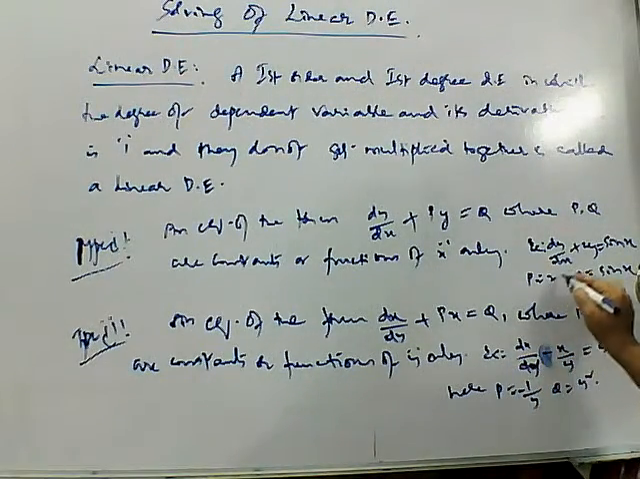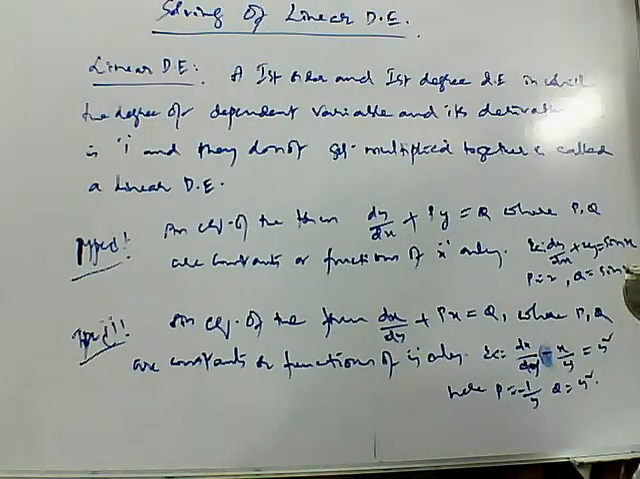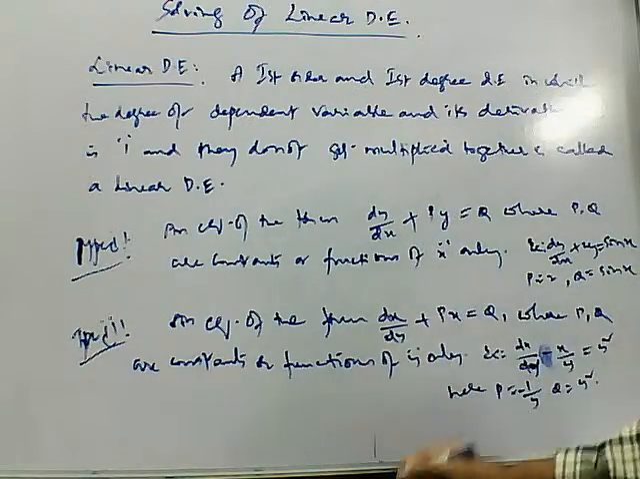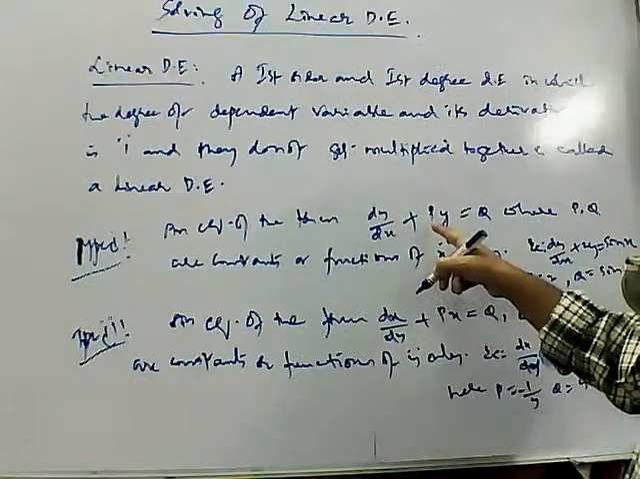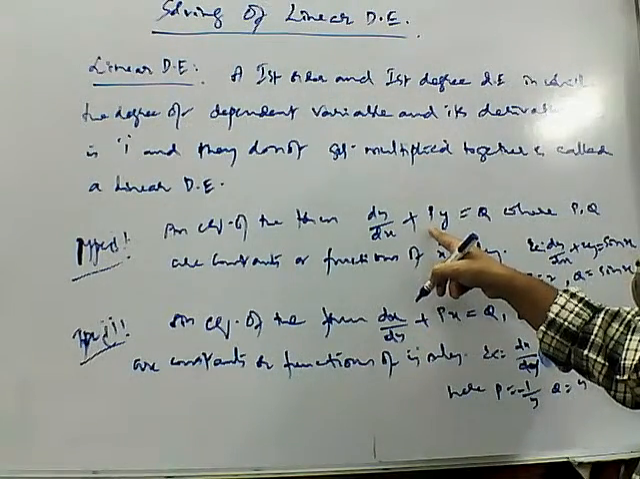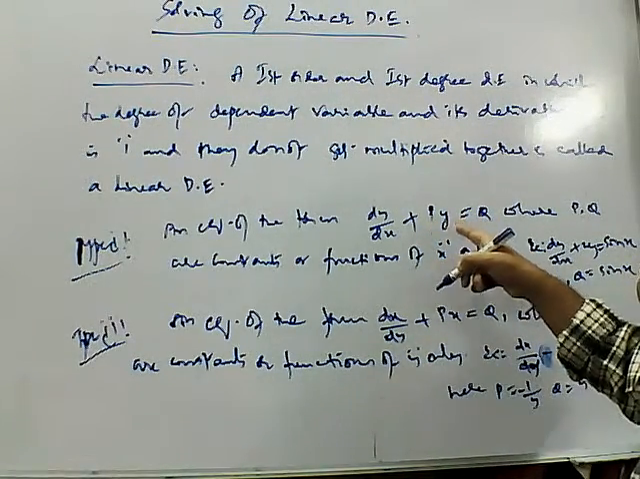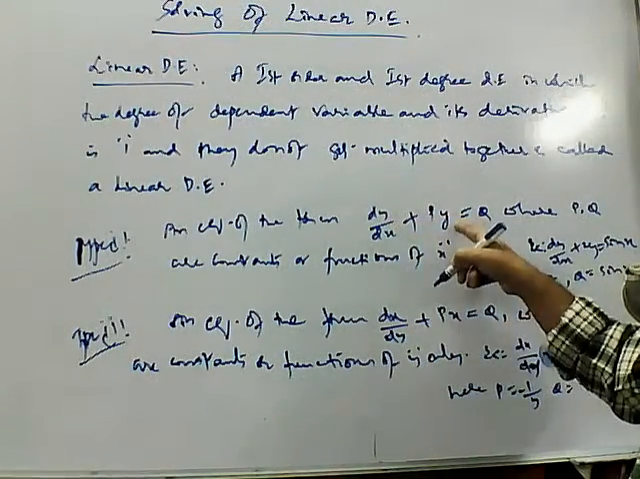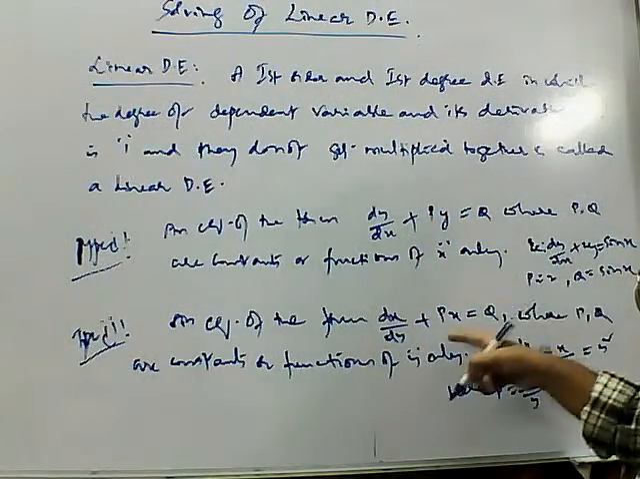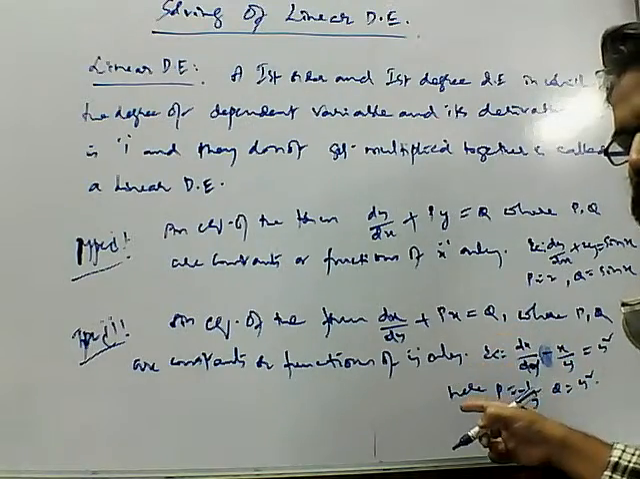Here it is a function of x in case of dy by dx, so both cases can be there. See, here y into dy by dx did not come, and here also y into dx by dy did not come. P and Q are functions of y, functions of x, or constants. In the other case, dx by dy plus px is equal to q, again p and q are constants or functions of y.